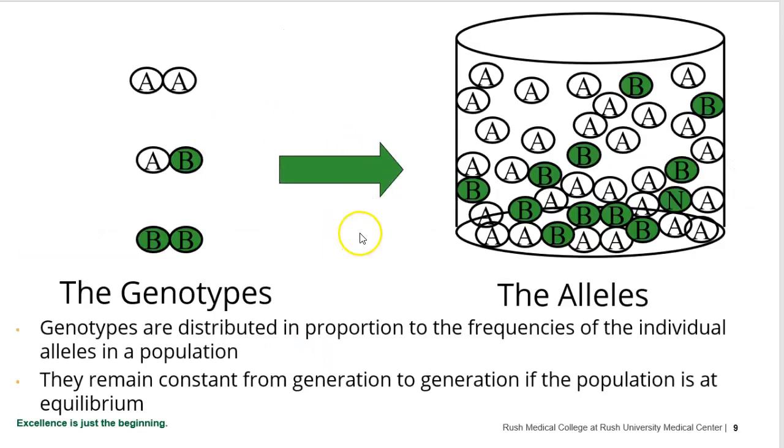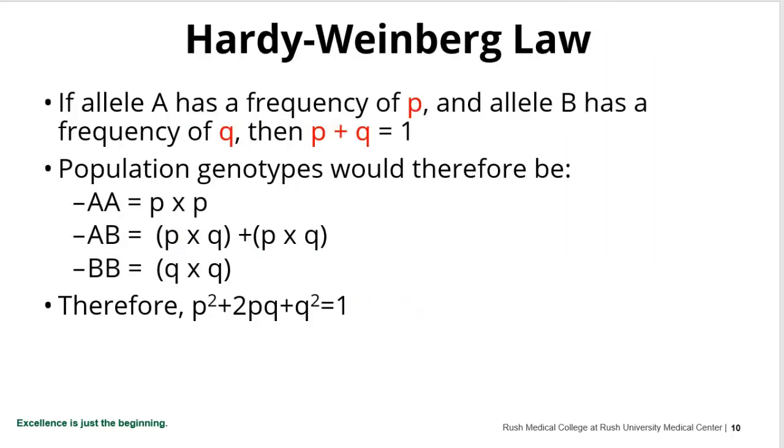So here, the genotypes, again, are the genes that we have, and they're distributed proportionally. And in a population, they're usually in equilibrium. So if allele A has a frequency of P and allele B has a frequency of Q, P plus Q equals 1. So population genotypes, AA equals P times P, or P squared. AB is P times Q plus Q times P, or 2PQ.